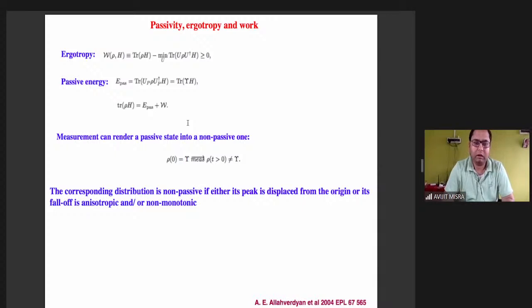Another paradigmatic example is the thermal state, which is completely passive. But one can render a passive state into a non-passive one by measurement. If we talk in terms of the P distribution, then for a passive state, it falls off from the origin monotonically and isotropically. So if we have something displaced, or the distribution is non-monotonic or falling off anisotropically, then it's non-passive, and we can extract work from this non-passive state by unitary manipulation.